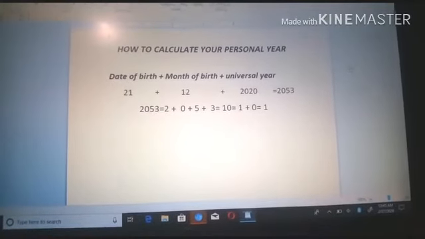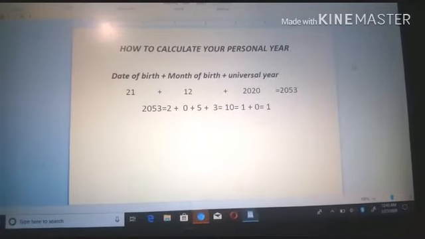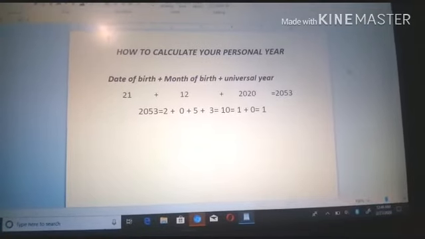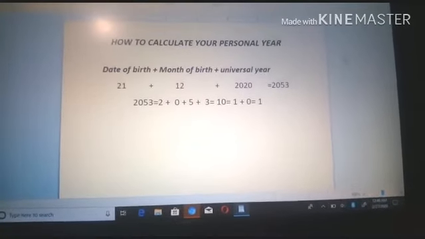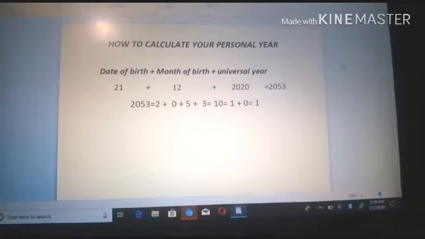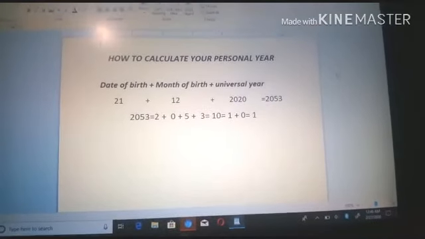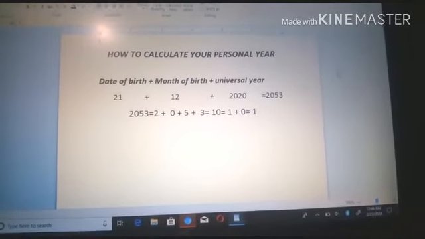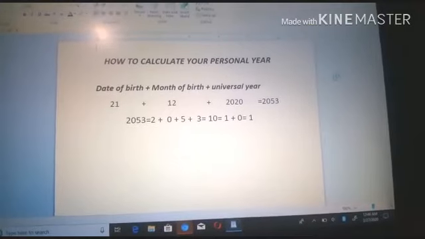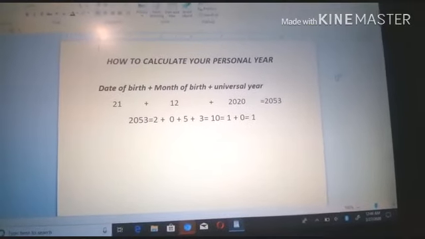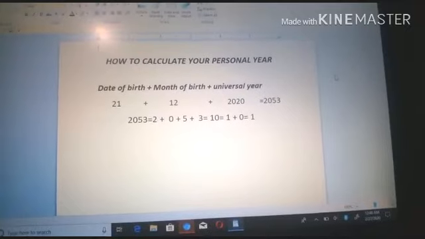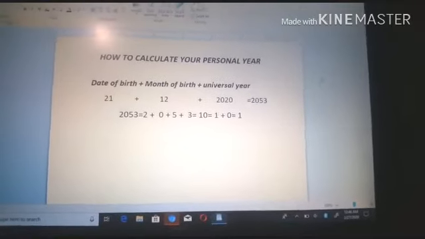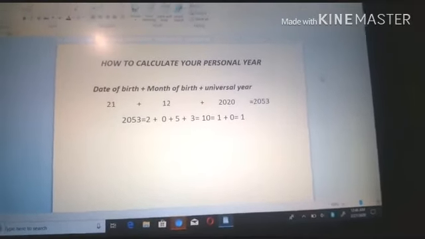So it will give us 2 plus 0 plus 5 plus 3 is 10. So 10 is still beyond 9, so we need to reduce the 10 also. So it will give us 1 plus 0, which gives us 1. So 1 is the personal year of somebody who was born on 21st of December. So that is how you can calculate your personal year.